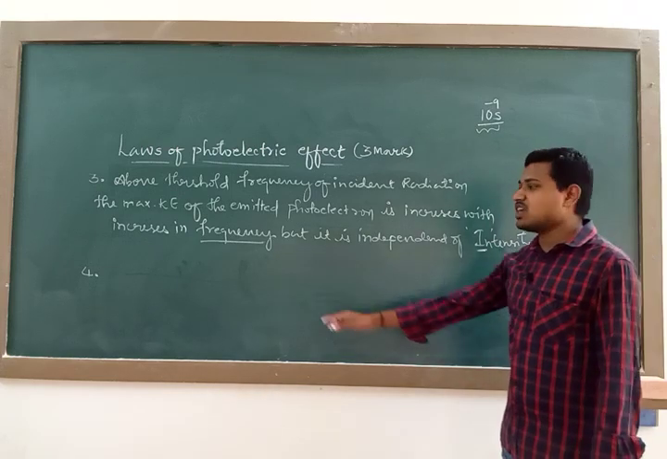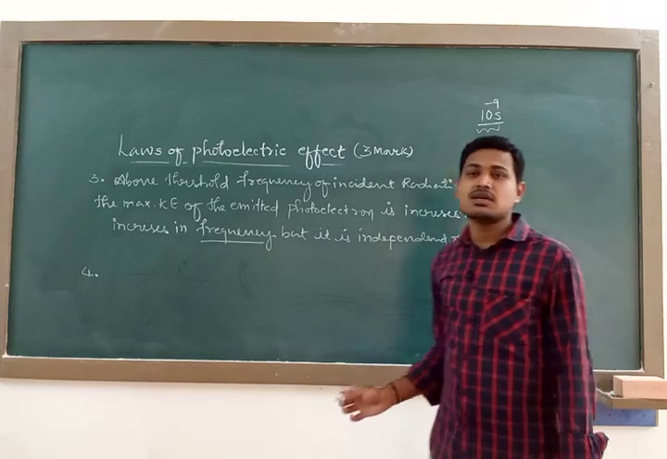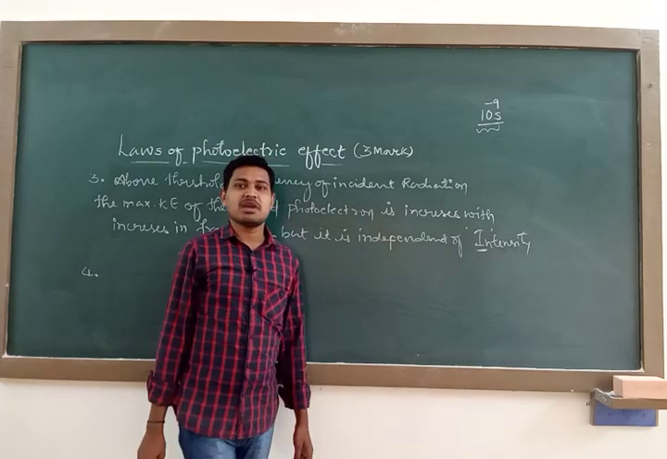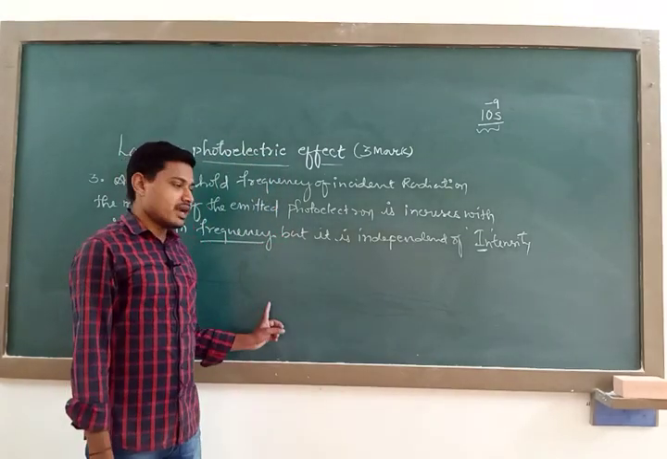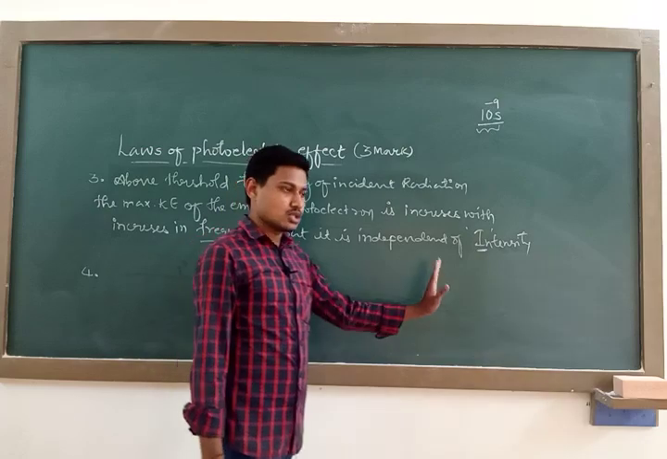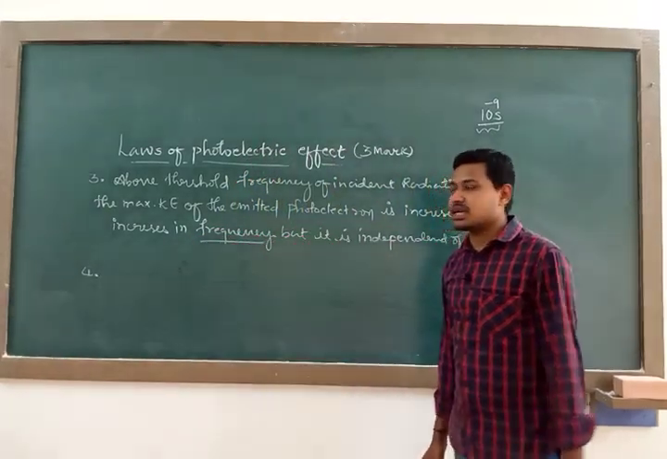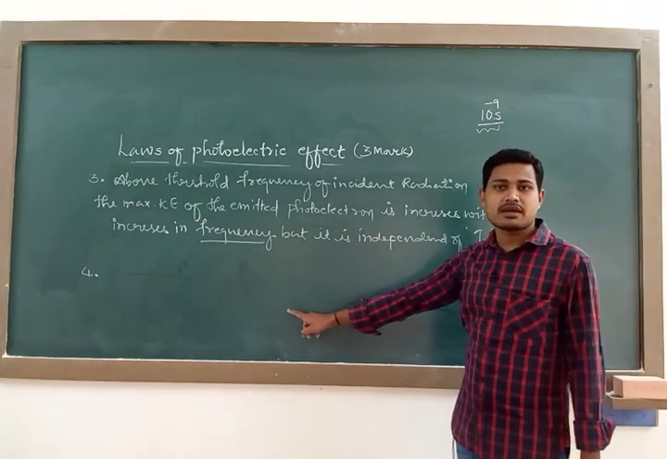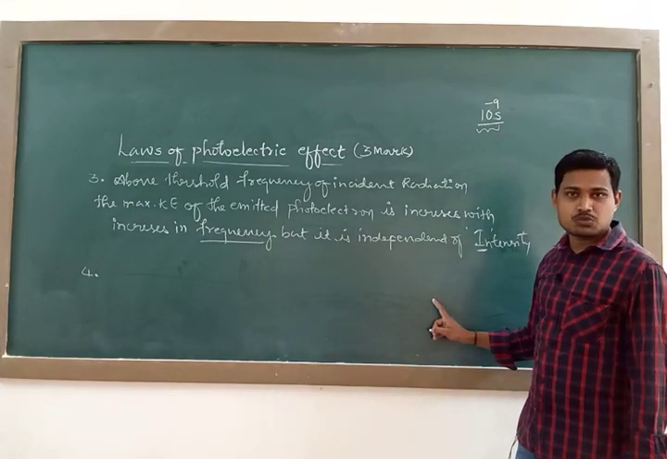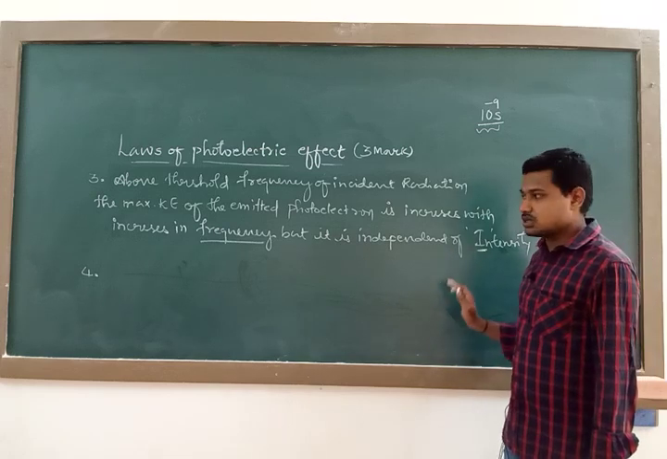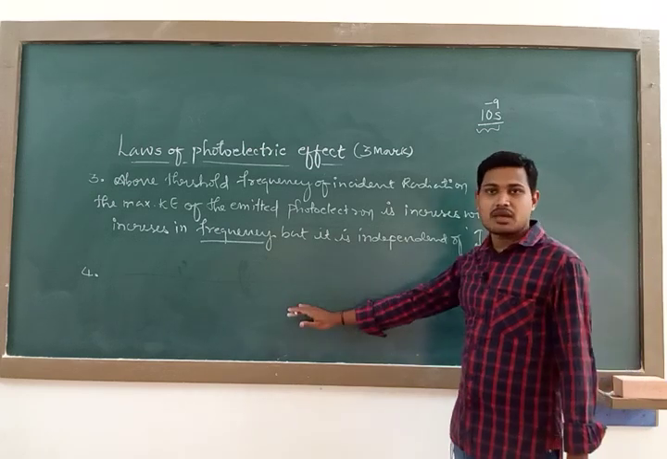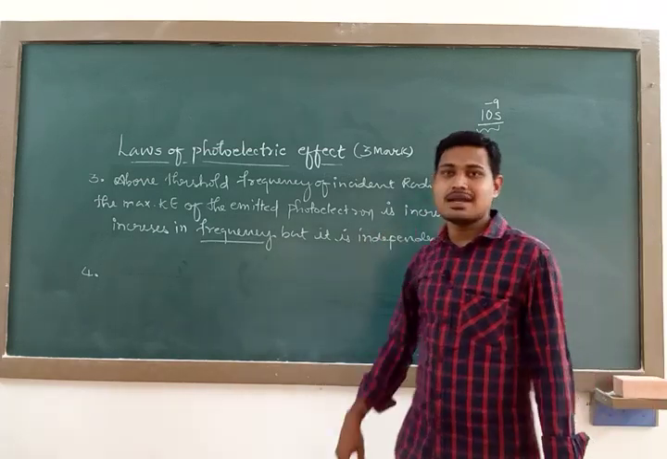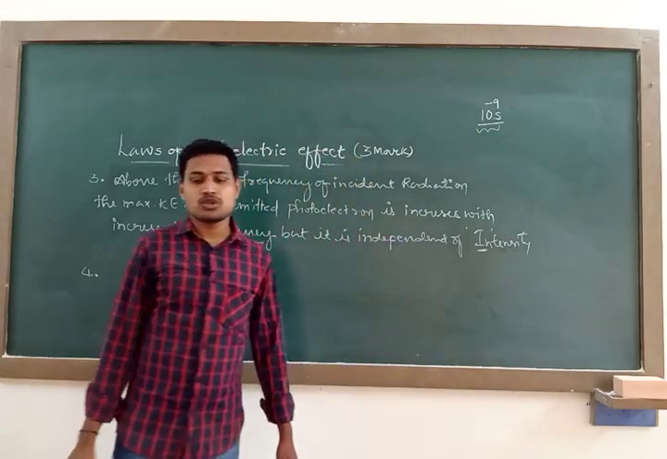Hence we say that the photoelectric effect is an instantaneous process without any time lag. The electrons get ejected from the metallic surface. Even if the incident radiation is made very dim, there will still be an emission of electrons. This point is very important. Please remember here: the photoelectric effect is an instantaneous process without any time lag. Even if the radiation is very dim, electron emission takes place. Okay, so this is about the fourth point.